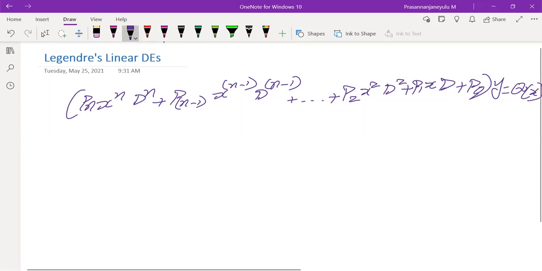In this differential equation, where is x there? In the coefficients of d. Here x is there, here also we have x. So the d square coefficient, d coefficient, d power n-1 coefficient, d power n coefficient, all are functions of x. But in place of x, if we have a plus bx, what is going to become?